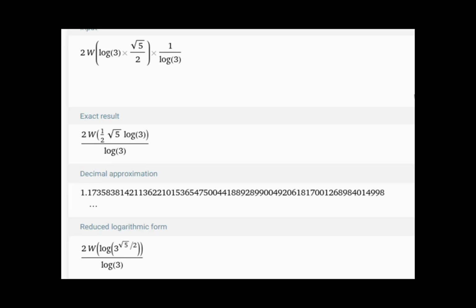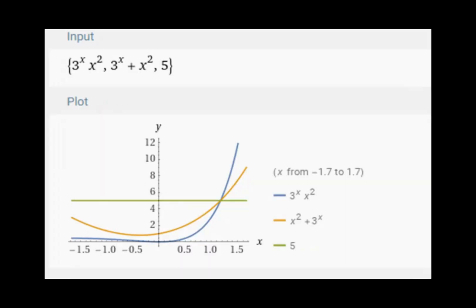And x equals 1.173, and it is a decimal. That's not surprising that it's a decimal. Next is the equation that we used. And take a look. The blue and the orange curves intersect. That's what we wanted.